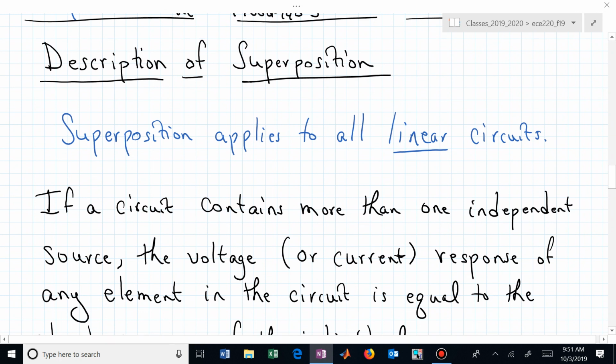We'll move on. Let's just keep going with superposition. Here's a description. One of the things you want to take away from this period together is that superposition is applied when we have linear circuits. When we have resistors, capacitors, inductors, that's what we're playing with in ECE 220. That's okay for superposition because those provide us with linear circuit elements.